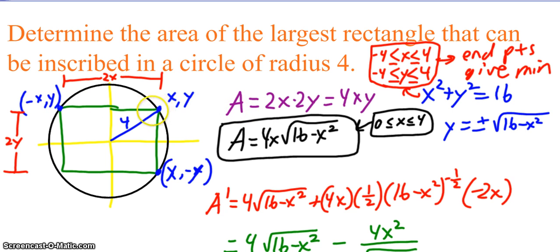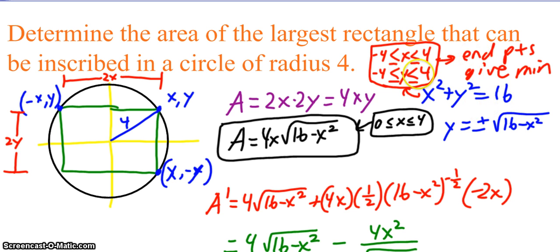Okay, so first I want to come up with an area equation. Well, I know the length of this side of the rectangle is 2x, the length of this side is 2y, so my area of the rectangle is 4xy. Now I need another relationship between x and y, and that's my equation of the circle. If the circle is centered around the origin, then the equation of the circle is x squared plus y squared equals 16 because it has a radius of 4.